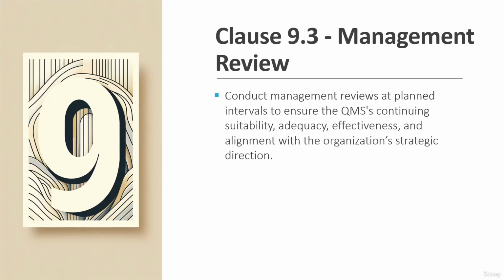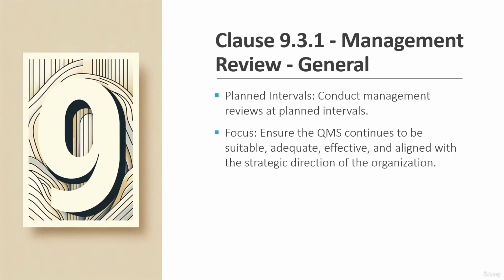Let's look at the first part of that, which is 9.3.1, the general clause. It says that the management review shall be conducted at planned intervals. Now what is this planned interval? This could be monthly, every 6 months, or every year, depending upon the company. But in practice, most companies do that once a year. So once a year, management review is done, where typically a quality manager or quality director presents all the inputs to the management and explains the situation of the quality management system. Based on that meeting, some recommendations are made, some support is asked from the management, and that becomes the management review output.